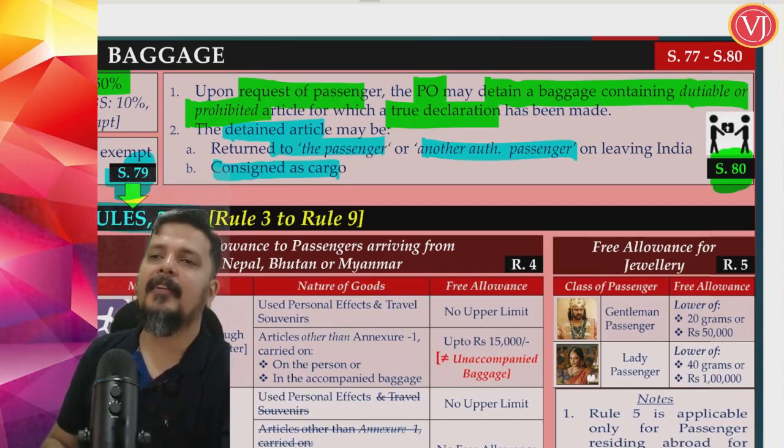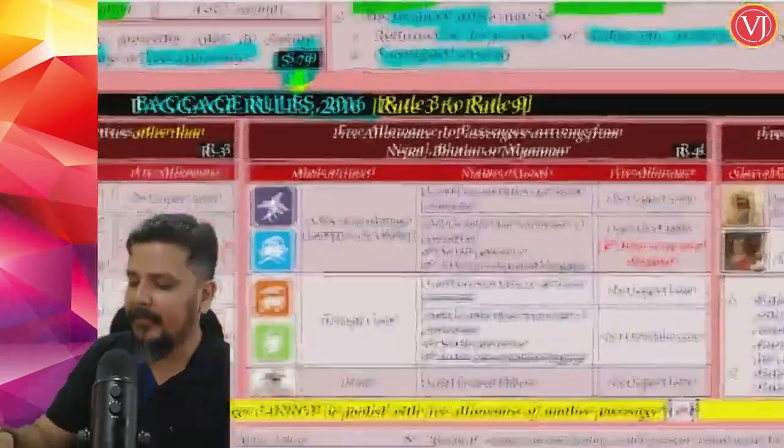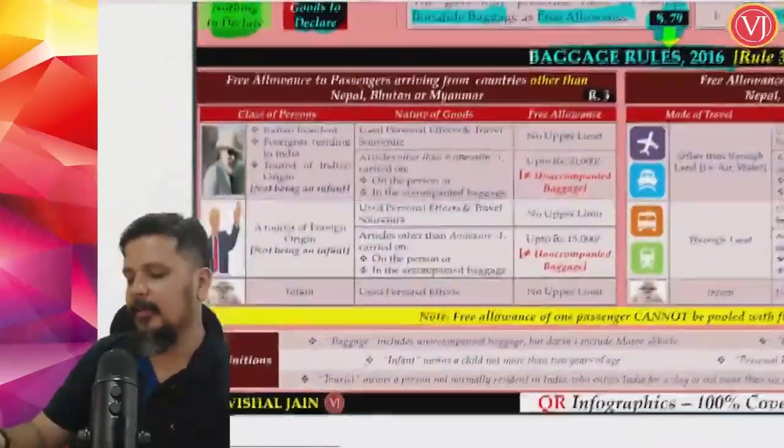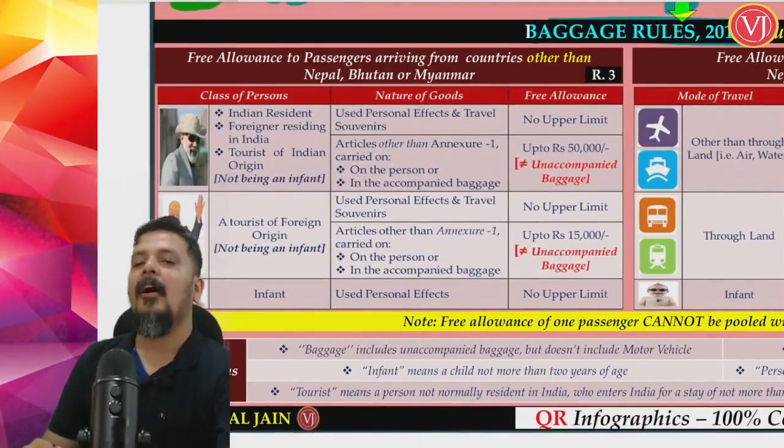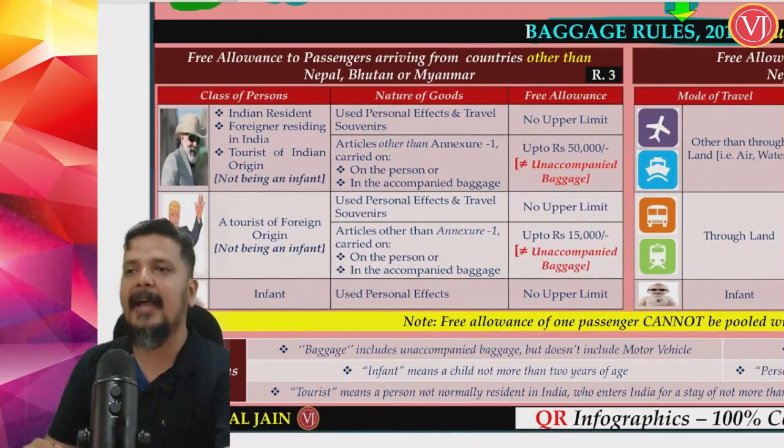Now, whatever we discussed is not for your exams. Now starts your exam calculation. Only from these areas will you get questions in your exams. All the duty free exemption limits, otherwise called general free allowances, are in your baggage rules.